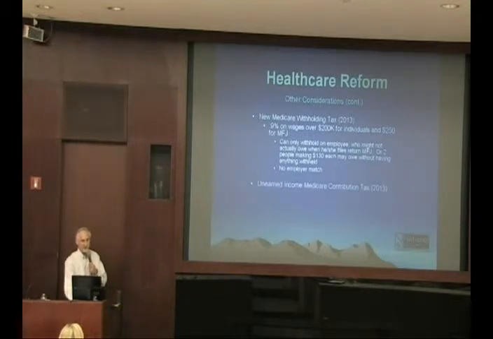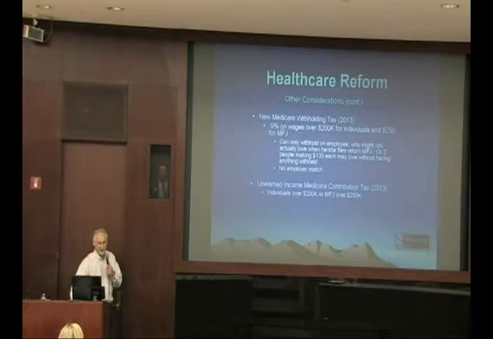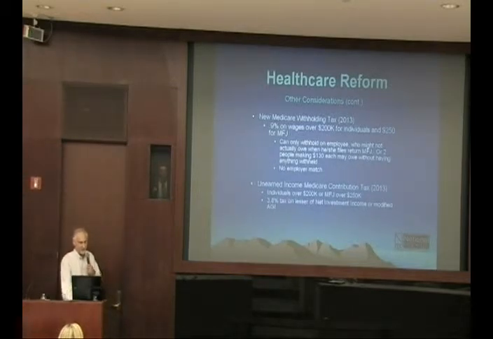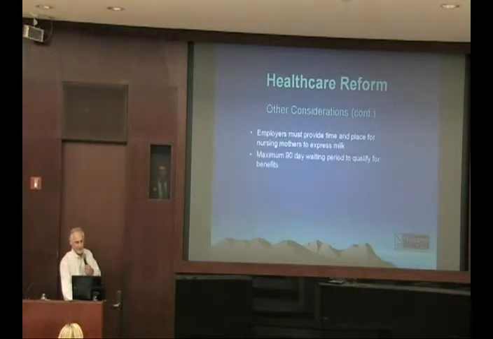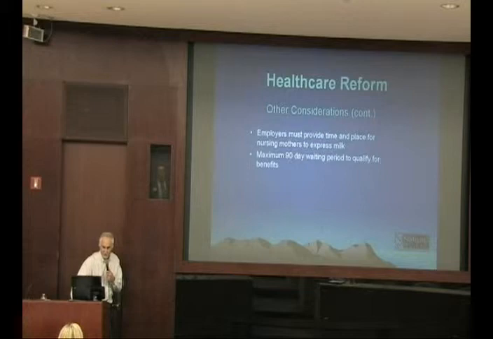There's also an unearned income tax, which is basically the same thing. Takes that same 0.9%, adds it to the self-employment tax that's already out there of 2.9, and they charge you 3.8% on that. A little math there for you. If you have nursing mothers, you have to let them have a place to express milk where nobody can see them, and you can't make them use the restroom.